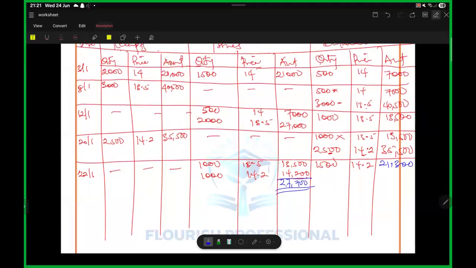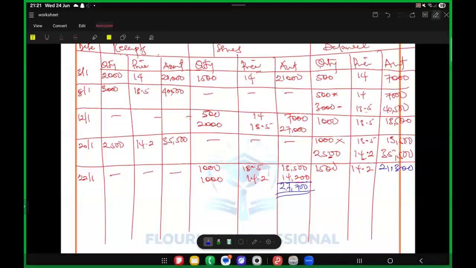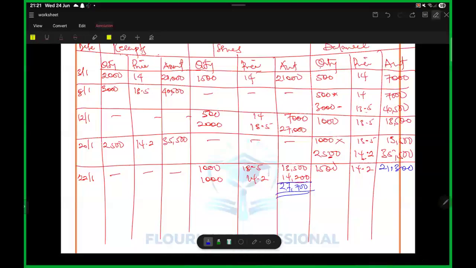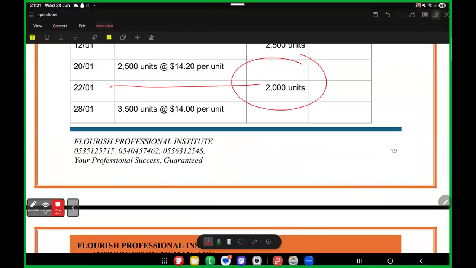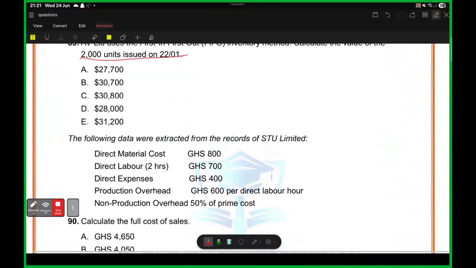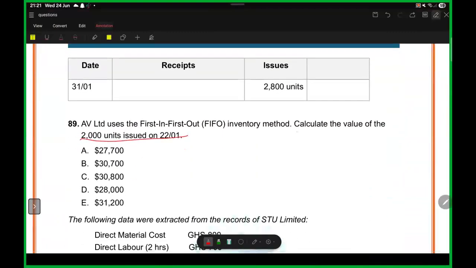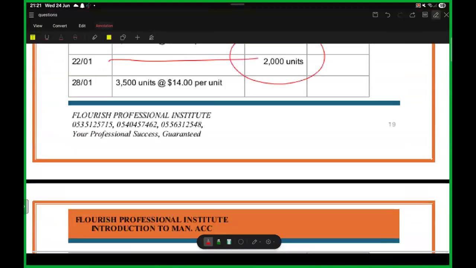That's what they are asking us: what is the total value of the issue on the 22nd? Because of the nature of our question, I can end there. I can continue to the last date, but I'm not sure they ask further questions. So calculate the value of the 2,000 issue on this. The value is 27,700, right? Yes.